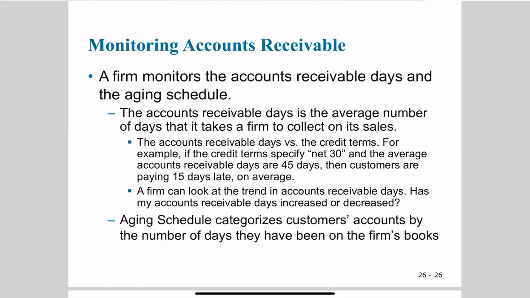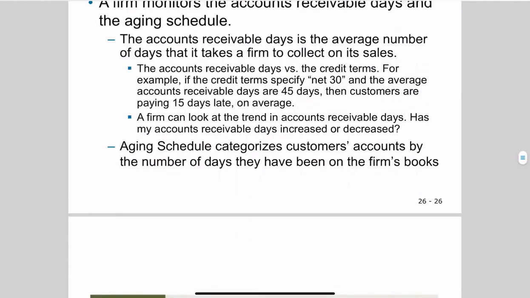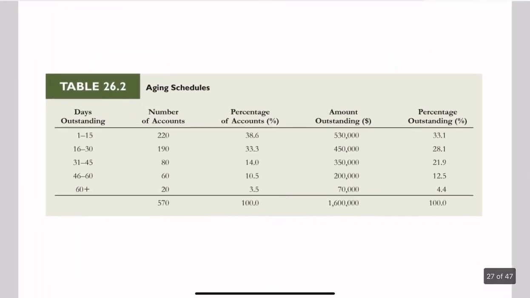And you could also prepare the aging schedule. An aging schedule basically categorizes customers' accounts by the number of days they have been on the firm's books. If you look at this example here, it's actually pretty easy to understand. Here you can see that the firm is preparing an aging schedule table, and we have all these different days outstanding.